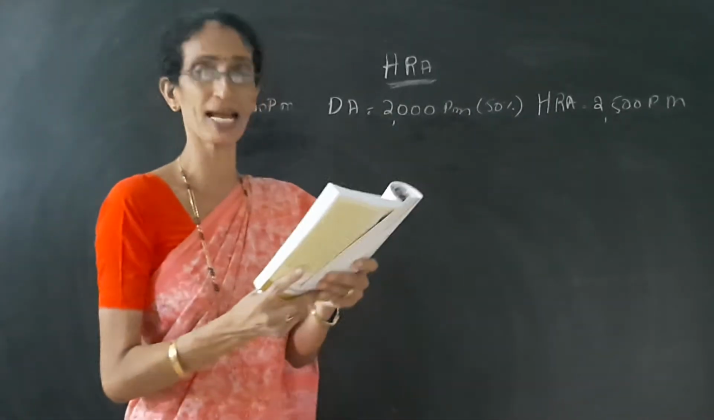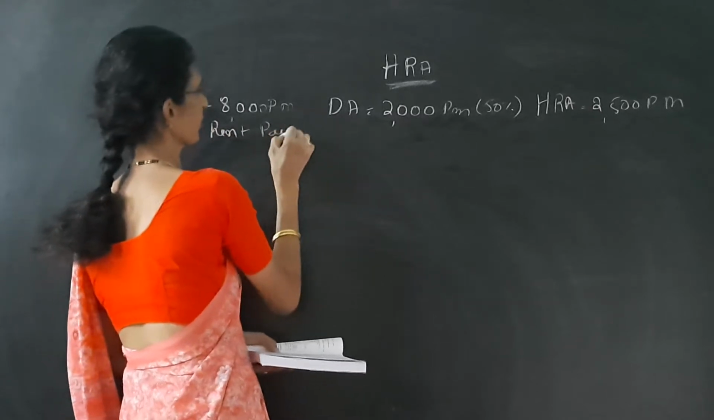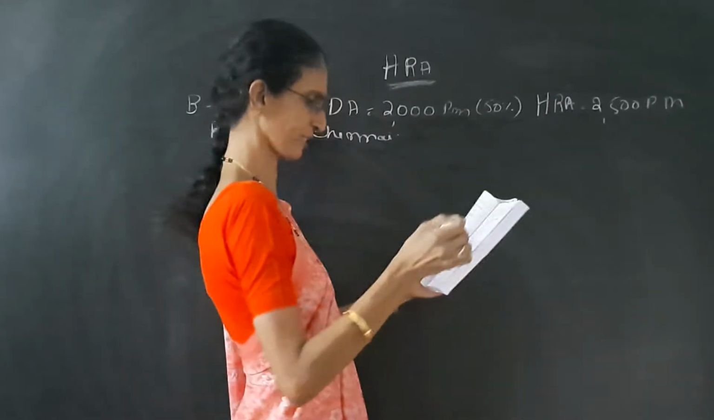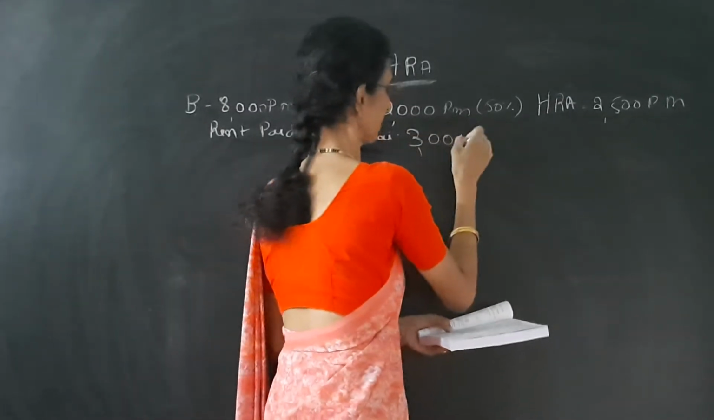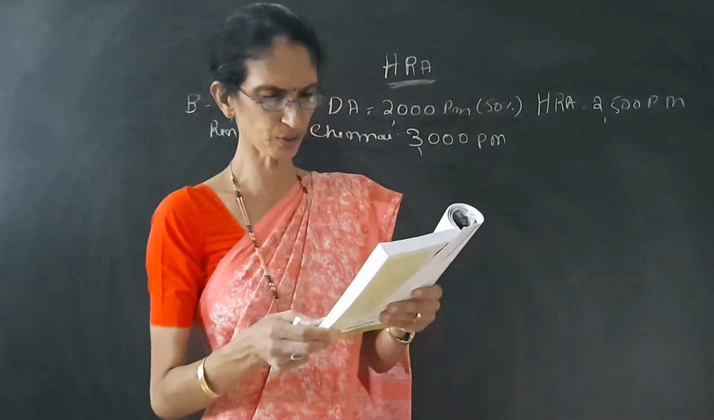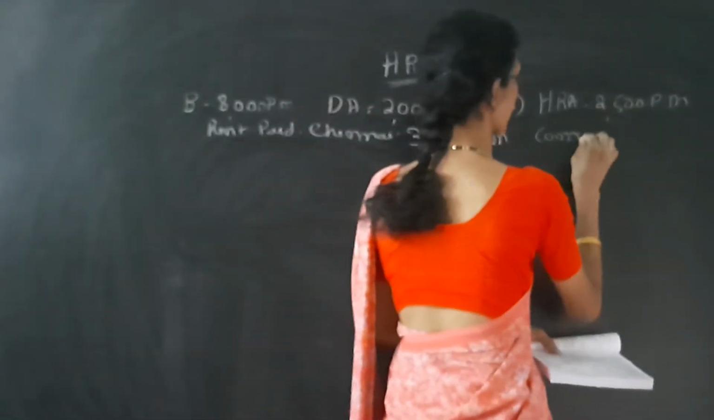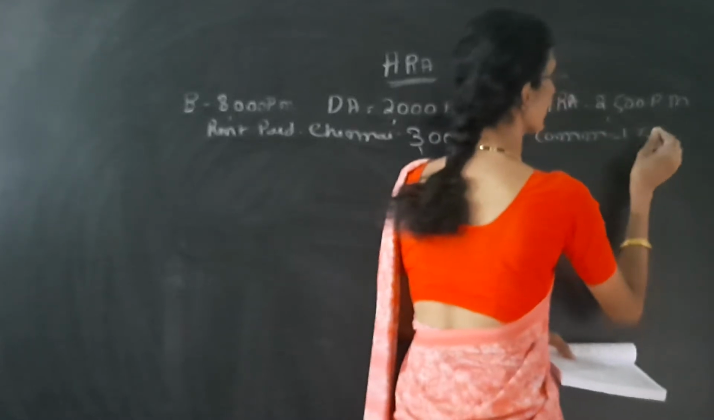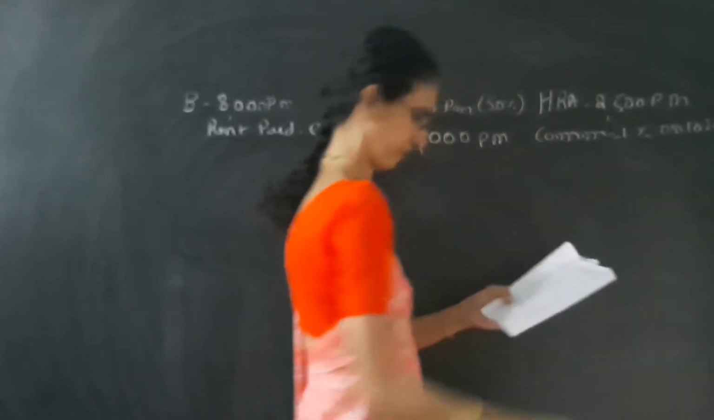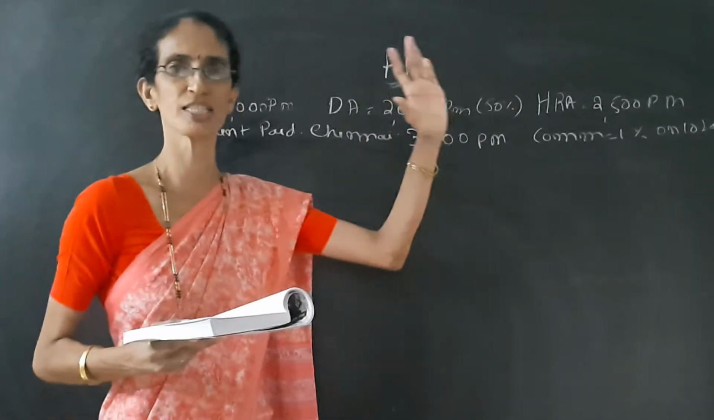Rent paid for the house at Chennai. So it is given rent paid and the place is also given, it is in Chennai. The amount of rent paid is rupees 3,000 per month. Commission is received at 1% of sales turnover of rupees 10 lakh. Here commission is also given, based on percentage, so 1% on 10 lakh. Compute the taxable HRA. So this much of information is given.